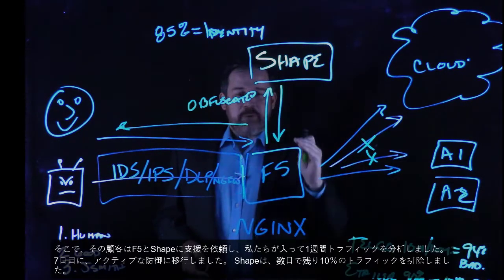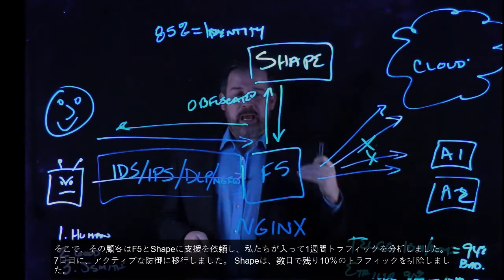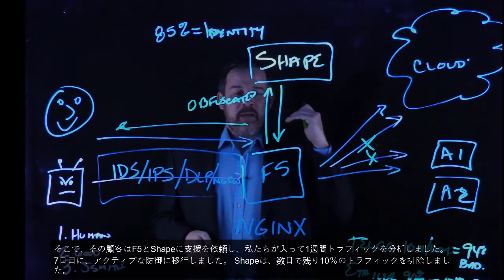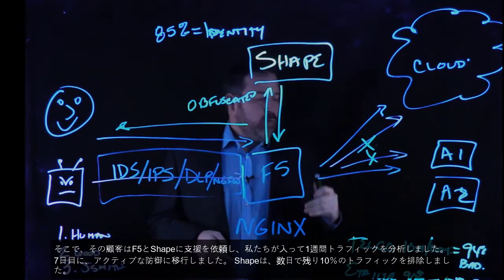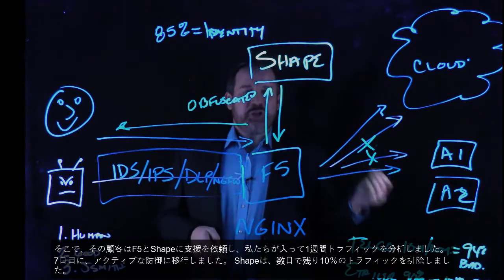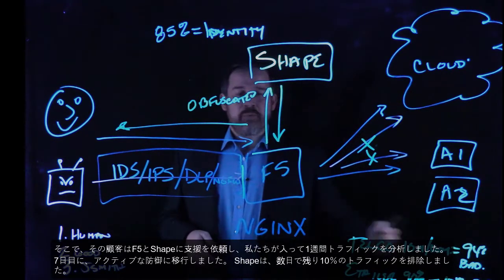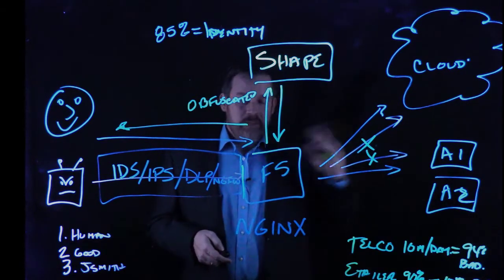So the customer engaged F5 and Shape, and we went in and we looked at their traffic. We analyzed their traffic for a week. On day 7, we implemented or switched over to active mitigation. Shape eliminated that remaining 10% of the traffic within a couple of days. That was all taken care of.